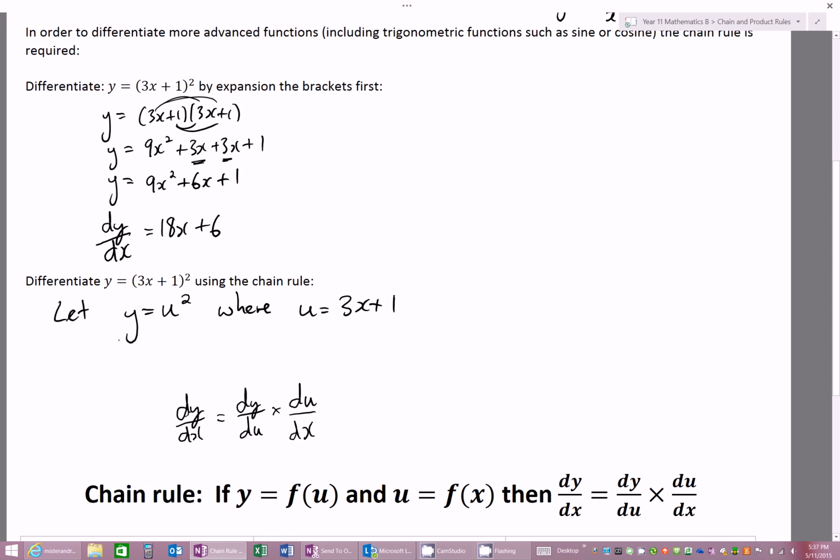So I'm going to find, first of all, what dy du is. I'm just going to differentiate this with respect to u, which is 2u. And I'm going to differentiate u with respect to x. So I'm going to find what du dx is. Differentiate this side, and I get 3. So you really need to know du dx means differentiate u with respect to x. Okay, with respect to.